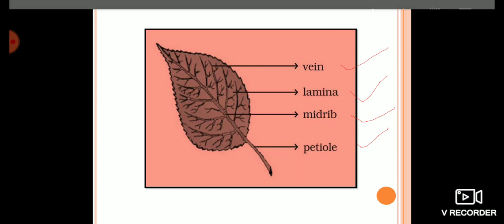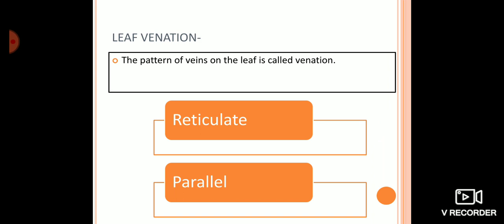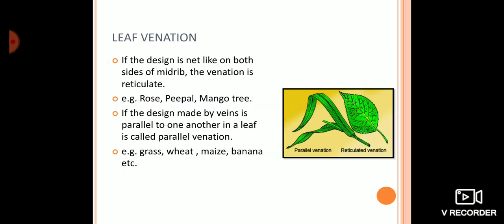Okay, now we will see the venation. The pattern of veins on the leaf is called venation, and venation is of two types, reticulate venation and parallel venation. So let's see the types of venation. The first one is reticulate venation. On the leaf, if the veins make a net-like design on both sides of the midrib, then the venation is called reticulate venation.